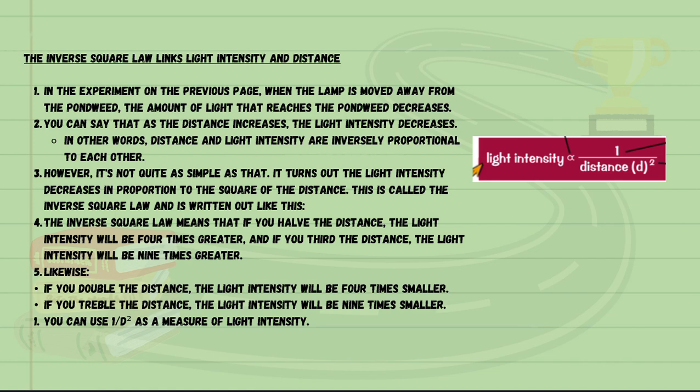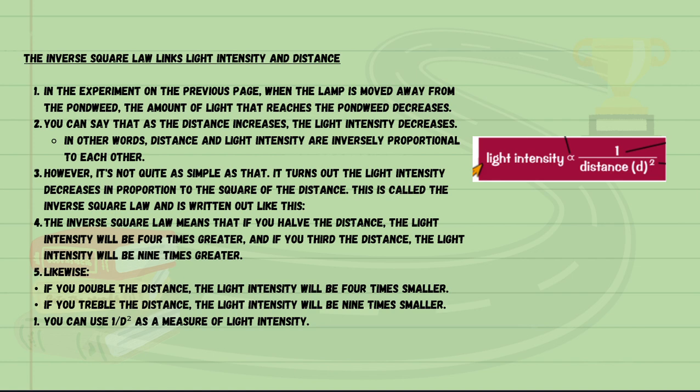However, it's not quite as simple as that. It turns out the light intensity decreases in proportion to the square of the distance. This is called the inverse square law and is written out like this. Light intensity is proportional to 1 divided by the square of the distance. The inverse square law means that if you halve the distance, the light intensity will be 4 times greater.